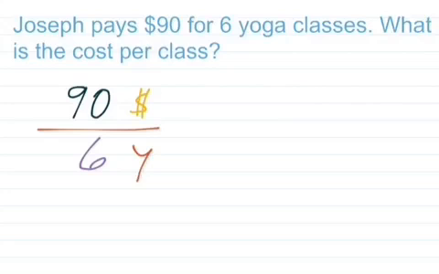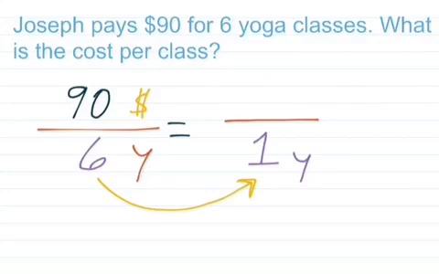So when we find a unit rate, what we're trying to do is find the cost per class. What is the cost per unit? What is the cost per one, in this case, yoga class? The best way to do this is always to look at the relationship between the values that you have. I make one proportion over here, I make another one over here, and then I see how this relates.